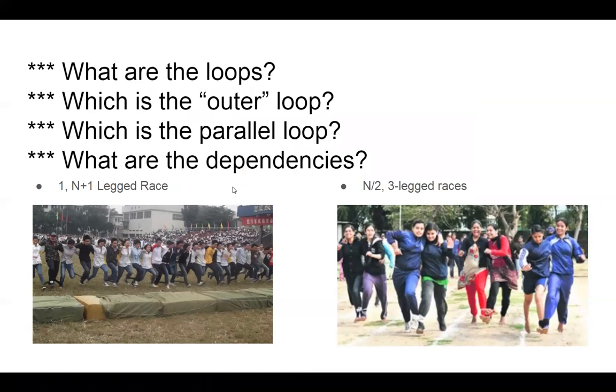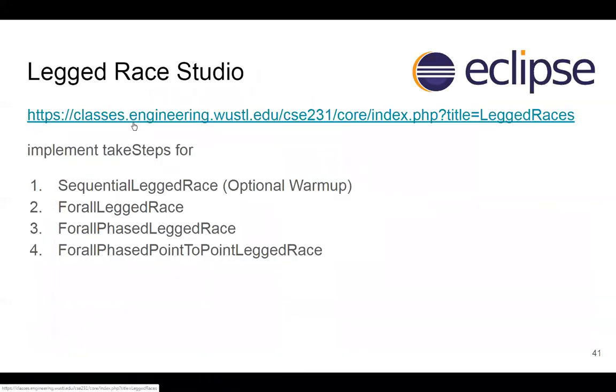And so with that, I will just introduce you to the Legged Race Studio. The sequential one, we're going to do a video on that, but there's also an optional warm-up where you build the sequential version. Then you're going to build a for all. That's just a normal parallel one, which has a sequential loop on the outside and a parallel one on the inside. The phased one uses a phaser so that it has lower overhead, and you can flip them inside out so that the parallel loop's on the outside and the sequential's on the inside.